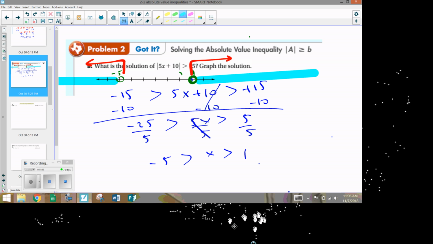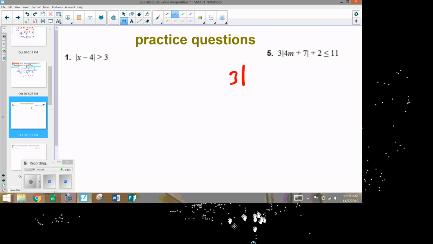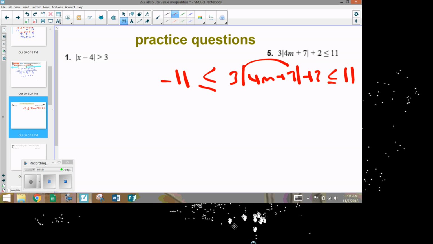Is there any question? Pay attention. Do not distribute first. We cannot do this because absolute value is not alone here. I have 2 to get rid of and 3 to get rid of first.